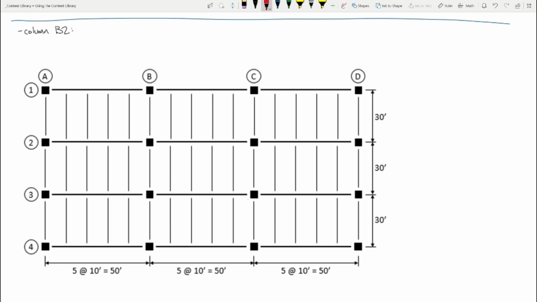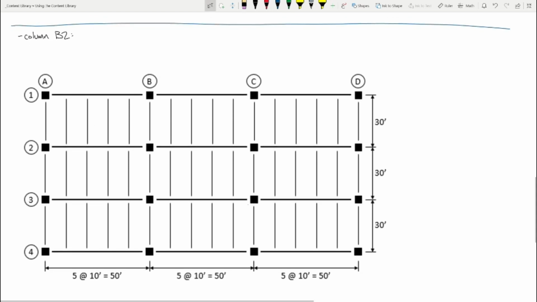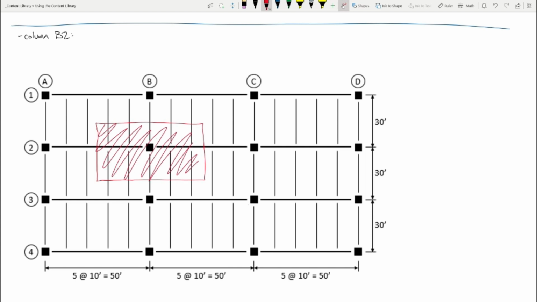Okay, so let's look at the tributary area. The tributary area for the column is halfway over to the next column, halfway over to the next column, halfway over to the next column, halfway over. So that's our tributary area for the column. Okay? Now, I want to show you two ways that we can compute the load on the column.